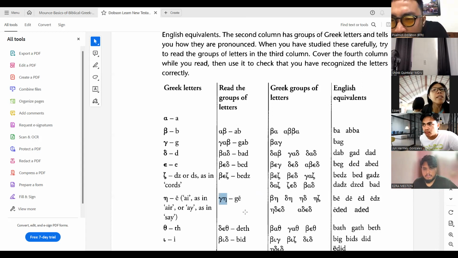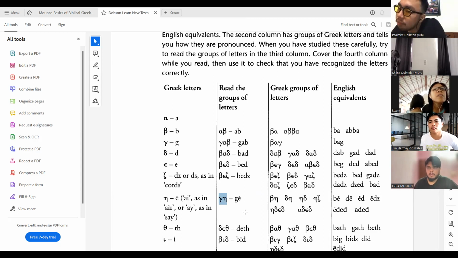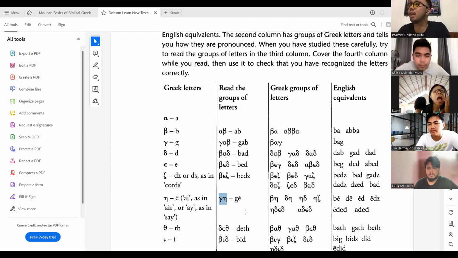In the Greek Old Testament, God created the heavens and the earth, no? And then ge is, you're perhaps familiar with geography, right? Ge. The study of the world, no? Ge. But this is eta, so you pronounce it as gay, no? Like a gay. So this is a gay, no? But it means earth, no?